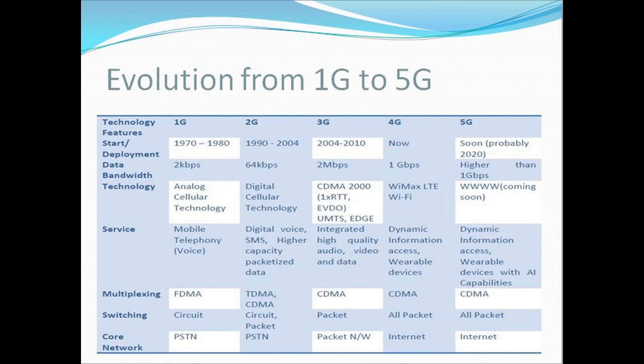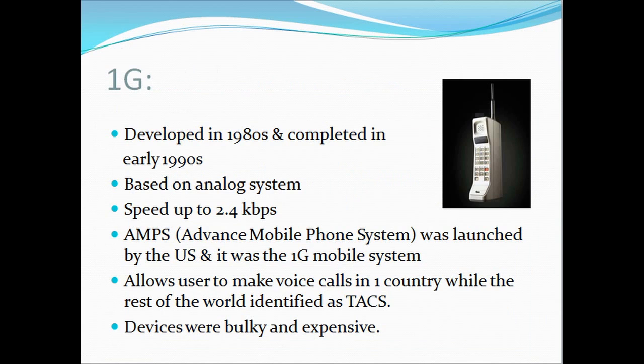Now, moving on to 1G. The 1G was developed in 1980s and completed in early 1990s. It was based on analog system. It provided a speed up to 2.4 kbps. AMPS or Advanced Mobile Phone System was launched by the US and it was the 1G mobile system. It allowed users to make calls in one country while the rest of the world was identified as TACS. Devices were bulky and quite expensive.